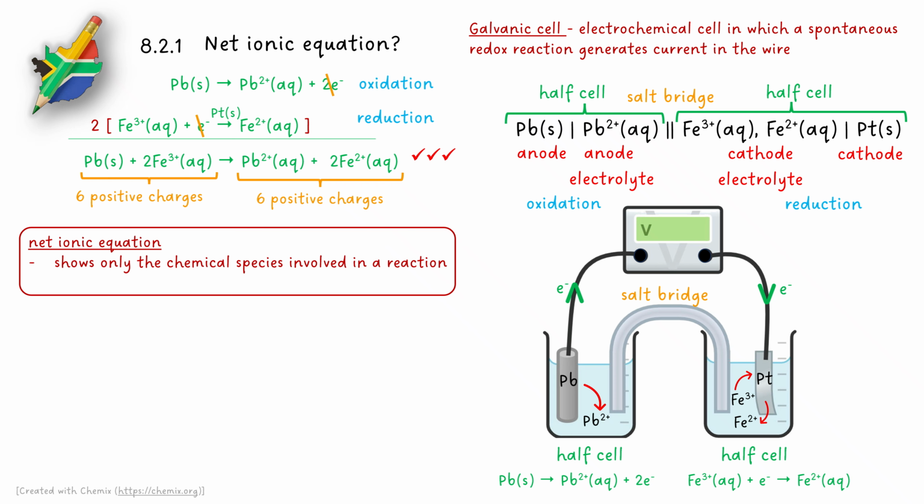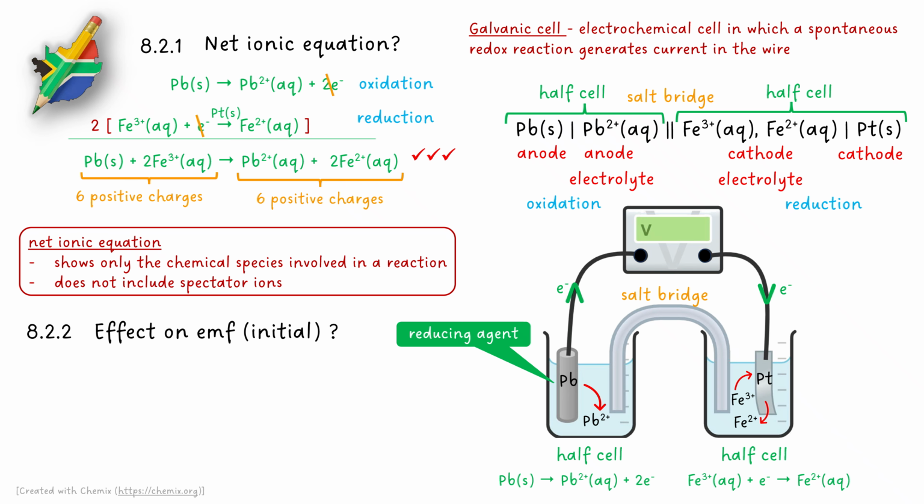A net ionic equation shows only the chemical species actually involved in the reaction and which undergo a change. It does not include spectator ions. We do not know what the negatively charged spectator ions are here. Next, we are told a stronger reducing agent is used, and we need the effect on the EMF. Now the species which is oxidized is the reducing agent. So here the reducing agent is lead.